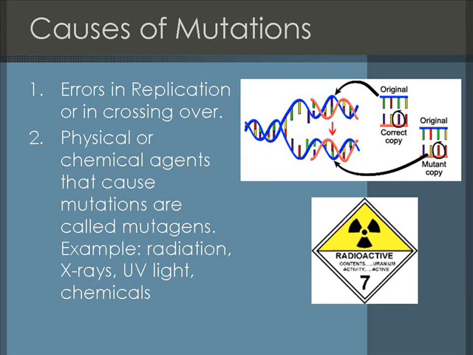So what causes mutation? There can be several causes: errors in replication when the DNA copies itself, or in crossing over during meiosis, or there could be physical or chemical agents that cause mutations. These are called mutagens. Examples would be radiation like X-rays, UV light, or chemicals.